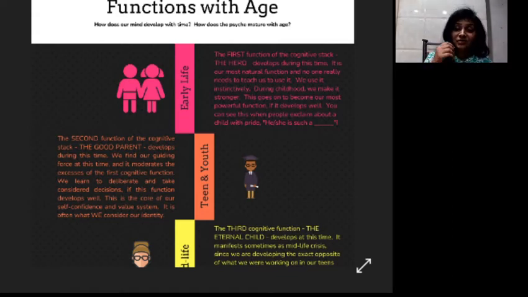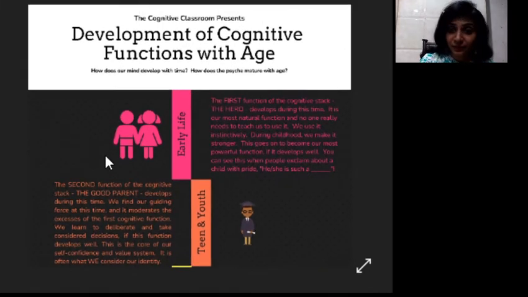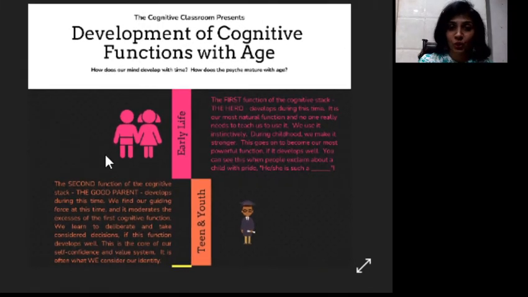In today's session, we will be looking at how our cognitive functions develop over time and how we mature with age.